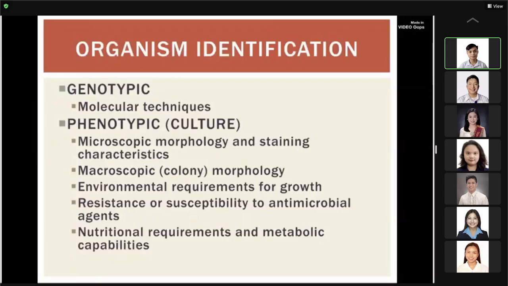To identify the organism, to come up with the genus and the species, we exploit, aside from looking at the morphology, microscopic and macroscopic, the environmental requirements for growth of the organism, the resistance or susceptibility pattern of the organism to certain antimicrobial agents, and also the nutritional requirement and metabolic capabilities of the organism.